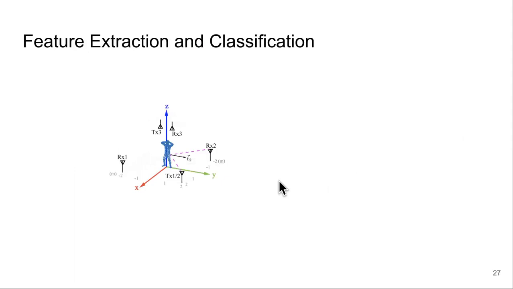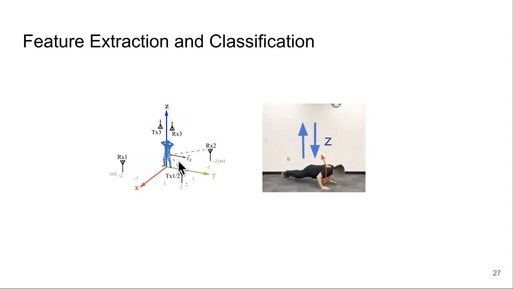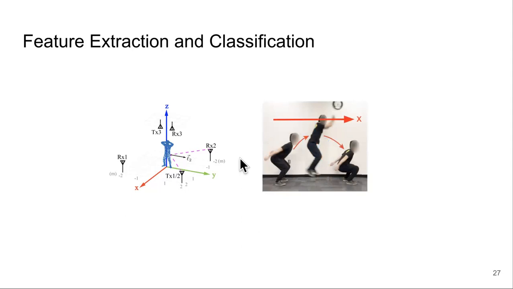Then when a person is doing some activity, signals reflect off human body parts, and because of this setup, each receiver captures information on the speed and direction of movements. For instance, the up-down movement of the person's body parts can result in speed in the Z direction, right? And there's no speed in the XY direction.